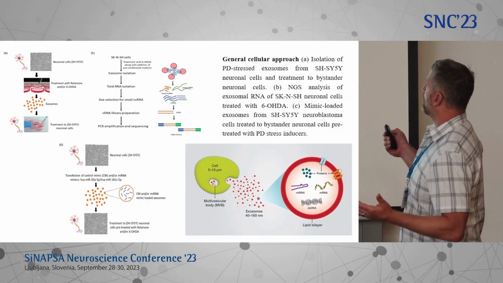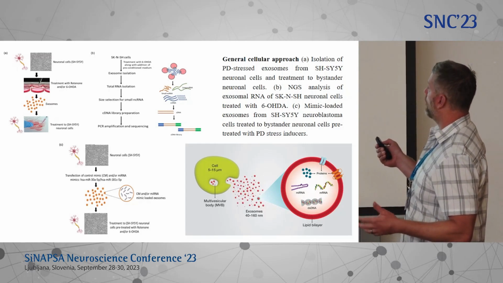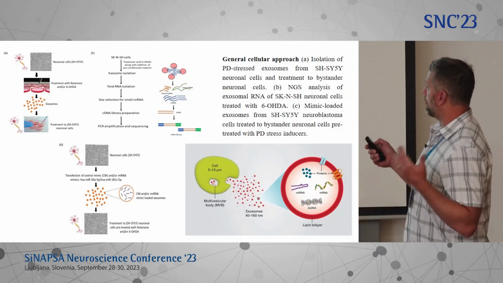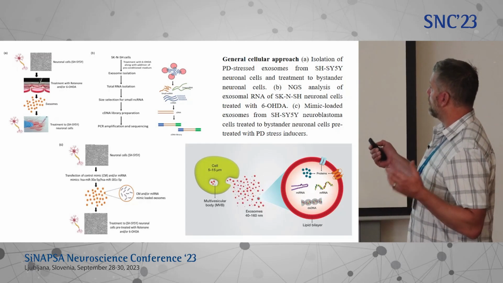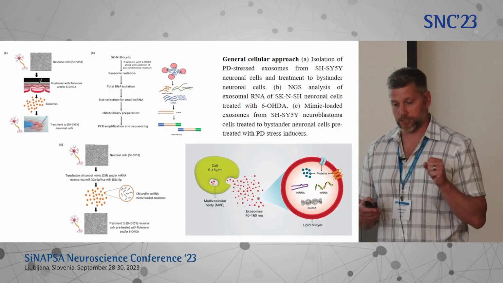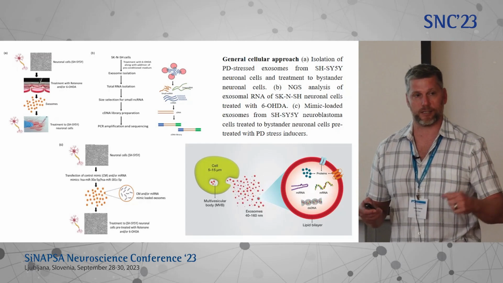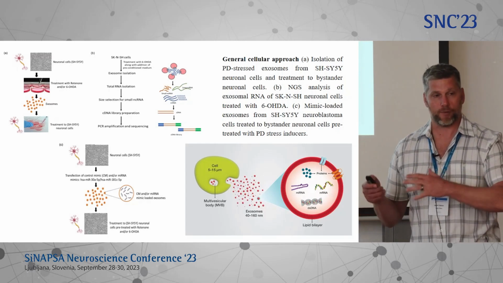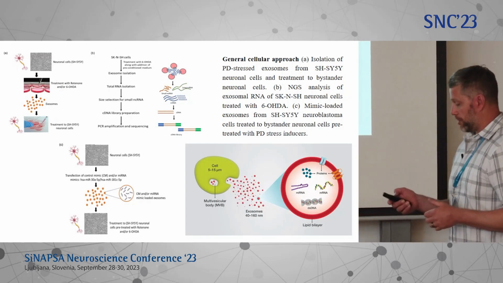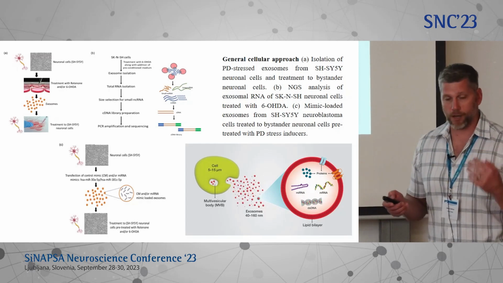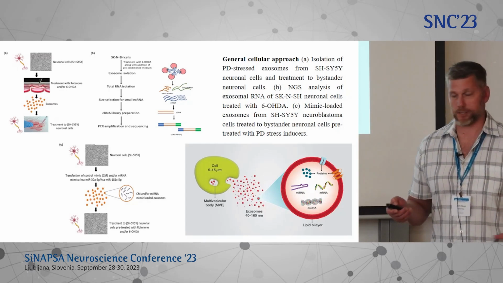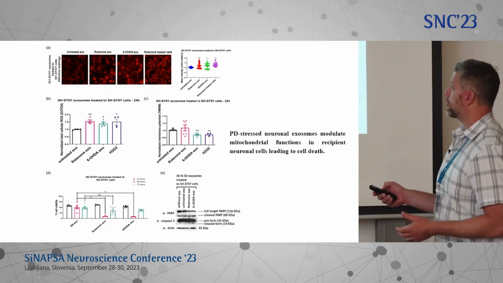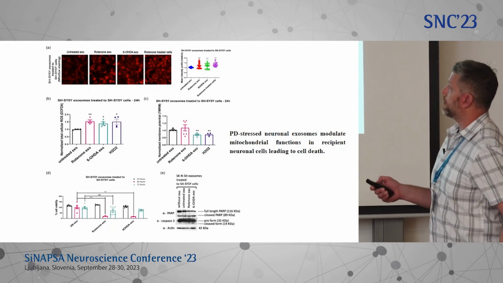We've done a lot of work in multiple cell types, including SY5Ys, SK cells. We've used a variety of different Parkinsonian-related neurotoxins, including 6-hydroxydopamine and rotenone. We know that in Parkinson's disease, pesticides are linked to Parkinson's. These are two of the models that are used. And so I'll just get right into the data.